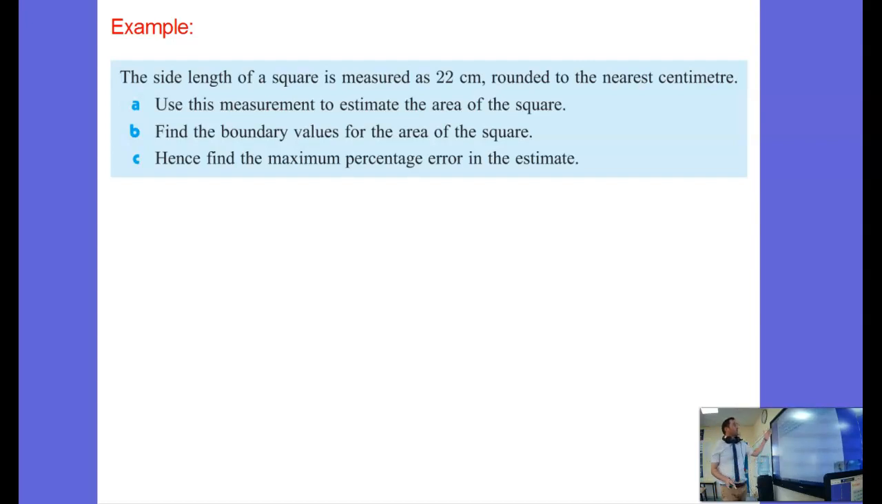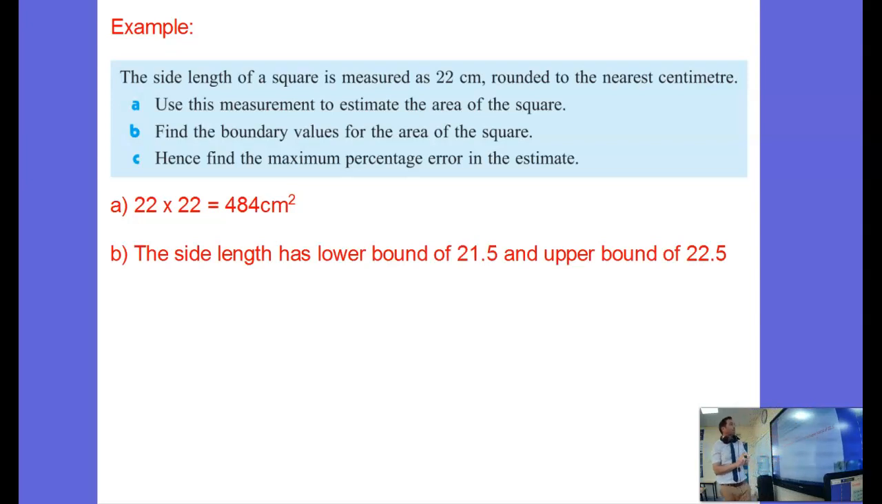So we've got a square which is roughly 22 centimeters. That's been rounded to the nearest centimeter. An estimate for the area of the square would be 22 times 22, because area of a square is length times itself, length squared, and we get 484 centimeters squared. That's an estimate for the area.